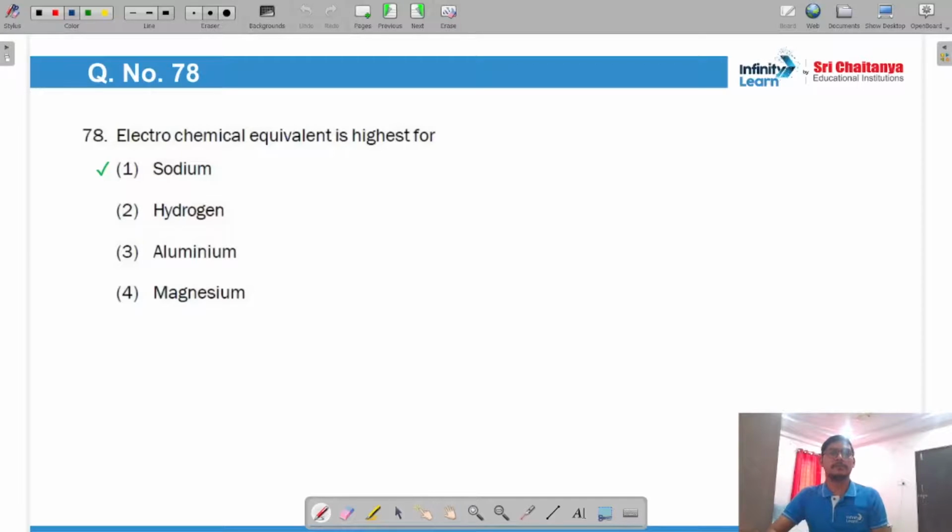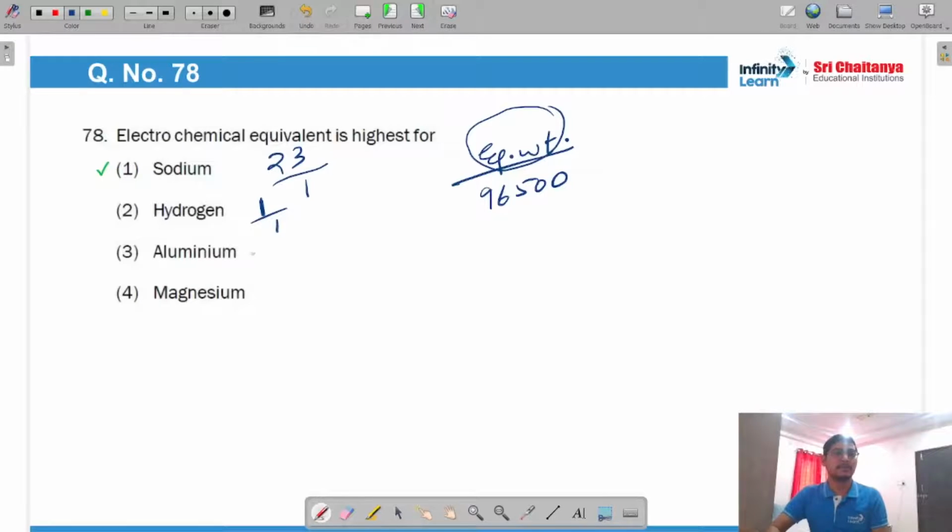Electrochemical equivalent of a substance is the equivalent weight of the substance divided by the Faraday constant, 96500. So basically you have to check out the equivalent weight. For sodium, equivalent weight would be molar mass, which is 23, divided by n factor, which is 1. It only loses or gains 1 electron, right? For hydrogen, it would be 1 by 1. We are assuming hydrogen atom, right? Aluminum, it would be 27 by 3, which would be 9. And for magnesium, it is 24 by 2, which is 12. So highest is for sodium.